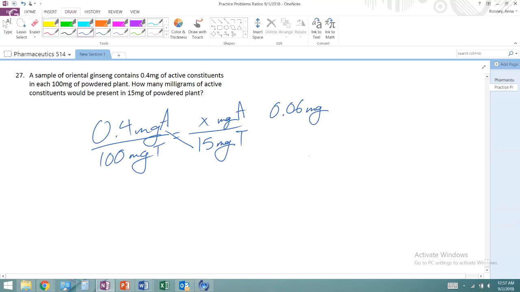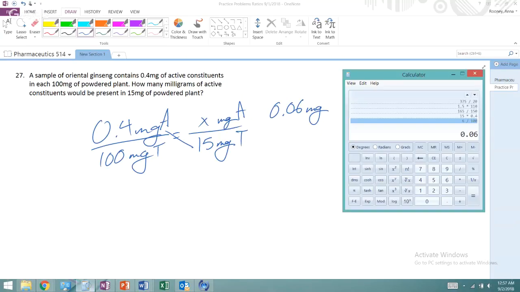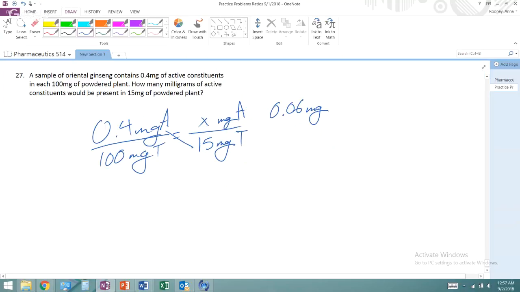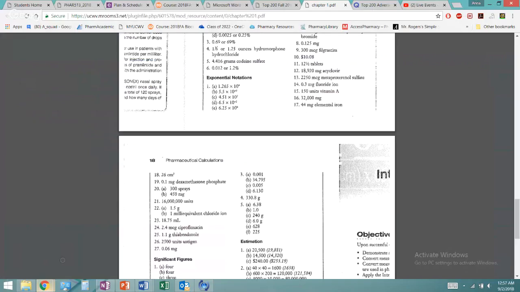But the other way I would do this is find out how many milligrams of active per milligram total. So for every 1, I would take 0.4 divided by 100, find out that it's 0.0004, and then multiply that by 15 because that's what we're trying to figure out. And see, we get the same answer. Same exact way, and I believe this is the last question. So yep, that's right.